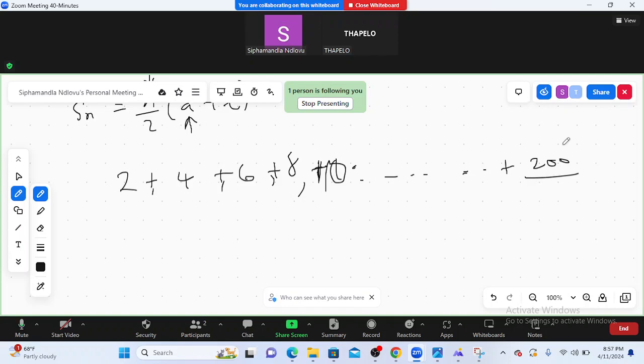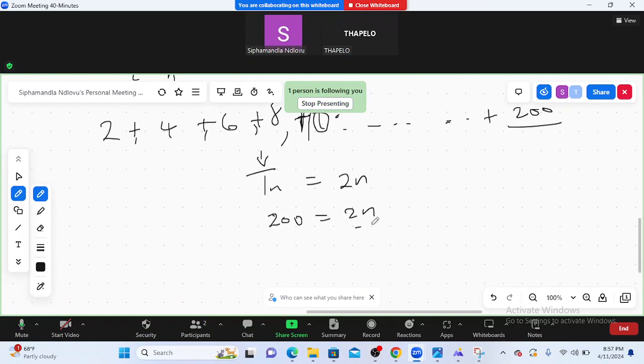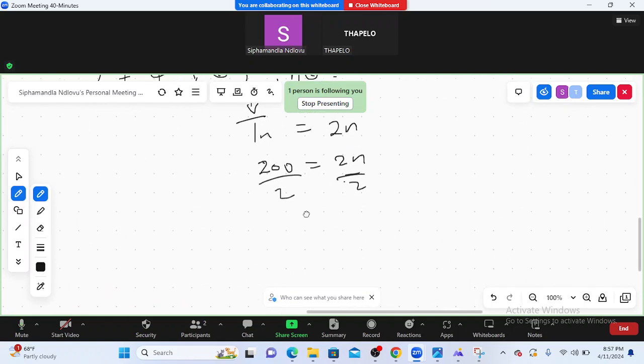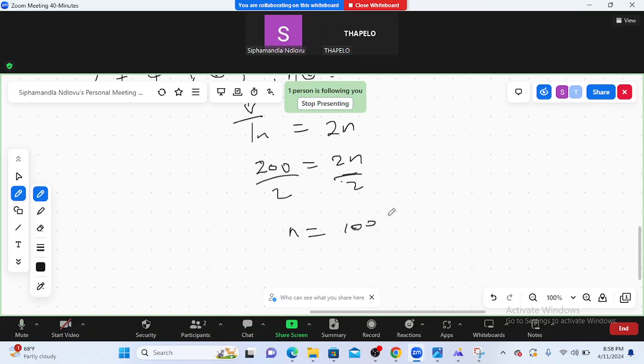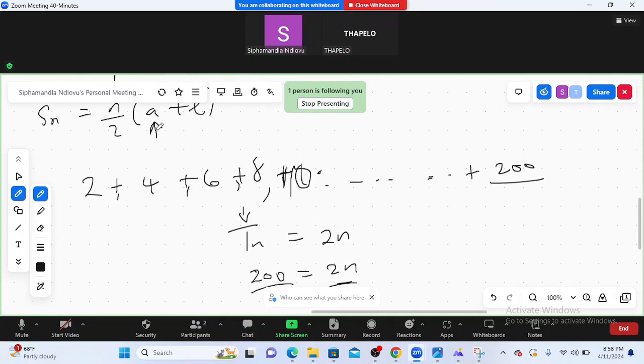But we don't know the position of this term. We can find the position because we know that the Tn for this, if we calculated it yesterday, is 2n. So we can plug in that 200 here and find n. If we plug in 200 equals 2n, and then we divide by 2, we get that n is equal to 100. So basically I have term 1, term 2, term 3, term 4, term 5, up until term 100. So the last term is 100.